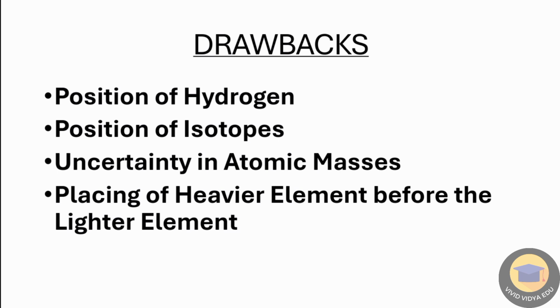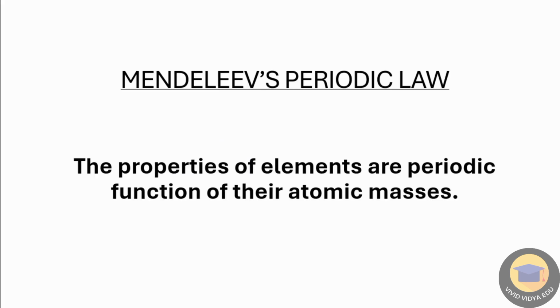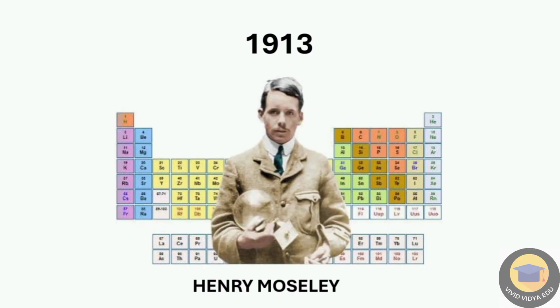So till now, all the classifications including Mendeleev's were based on atomic mass. So elements were arranged in the increasing order of their atomic mass, as the periodic law stated: properties of elements are periodic functions of their atomic mass. Now, let's move to 1913, where Henry Moseley showed that atomic number is a more fundamental property than atomic mass.